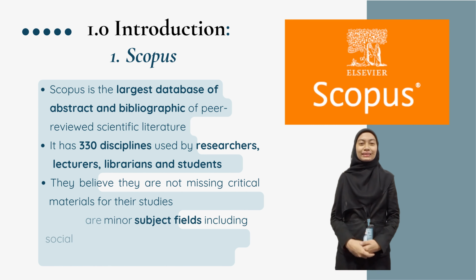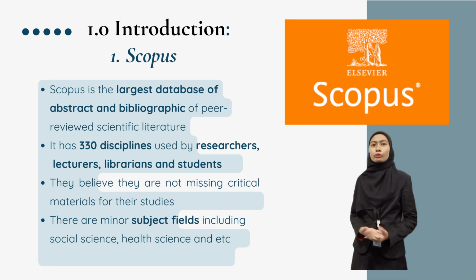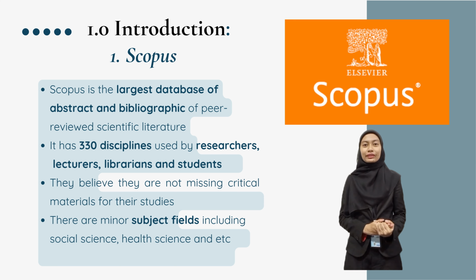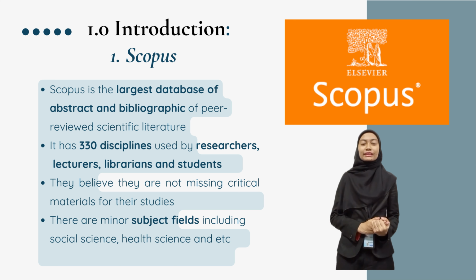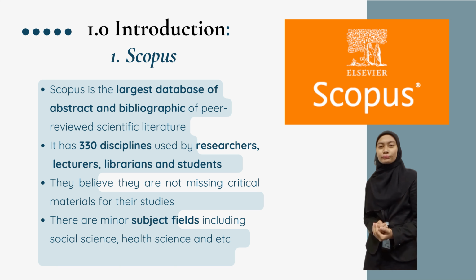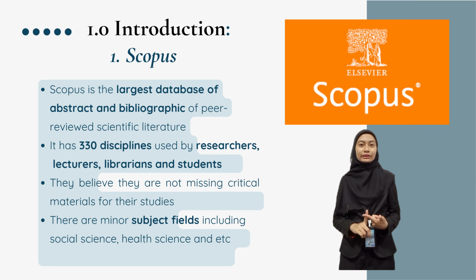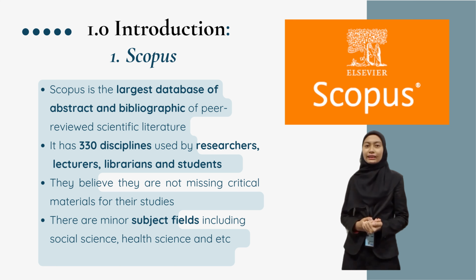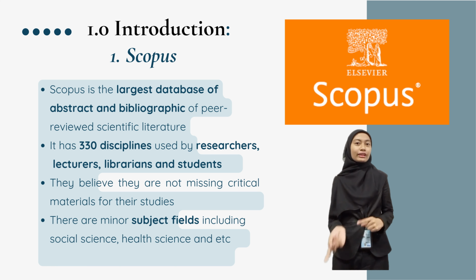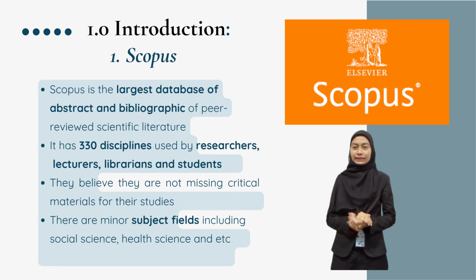My name is Nur Aisyah Khadijah binti Muhammad Zaidi and I will explain about Scopus introduction. First, what is Scopus? Scopus is the largest database of abstracts and bibliographic references of peer-reviewed scientific literature according to University of Lisbon 2024. It is widely used by researchers, lecturers, students, and librarians around the world. Other than that, it has about 330 disciplines and used by users who believe they are not missing critical material for their studies.